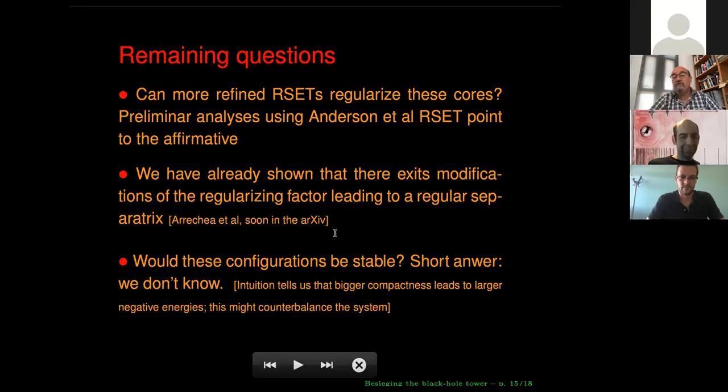It would be nice also to know whether these solutions are stable. Once you find a completely strictly regular solution, the question is whether it is stable or not. Right now, we cannot say almost anything about that. We have an intuition, based only on the fact that when you make the configuration more compact, the semi-classical terms become more negative, and then it might be the case that they compensate to reach stability.